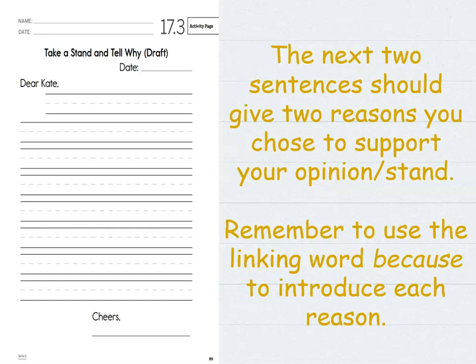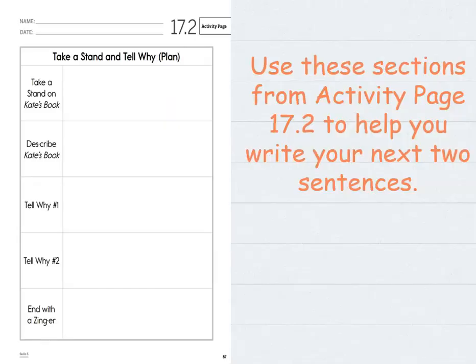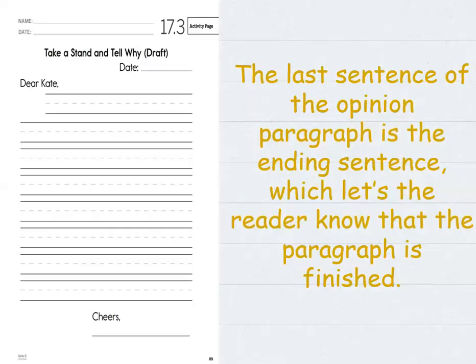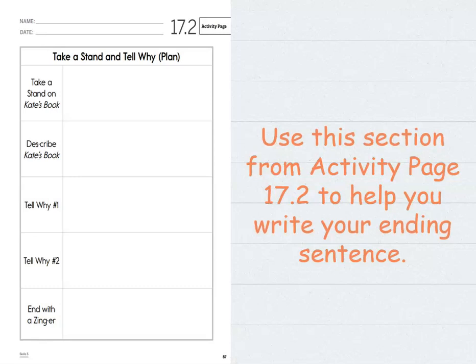The next two sentences should give two reasons you chose to support your opinion or stand. Remember to use the linking word because to introduce each reason. Use these sections from activity page 17.2 to help you write your next two sentences. The last sentence of the opinion paragraph is the ending sentence, which lets the reader know that the paragraph is finished. You use this section from activity page 17.2 to help you write your ending sentence.